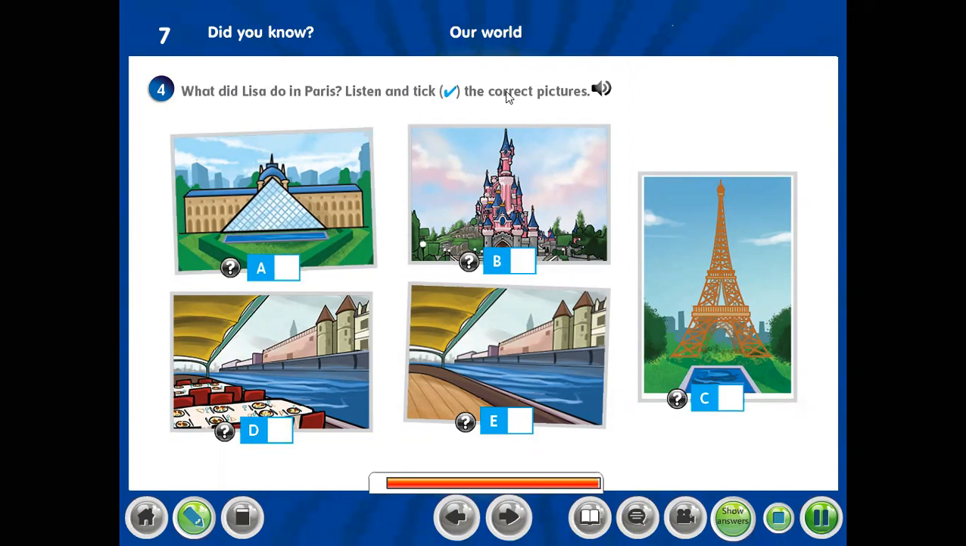Okay, my friends, please go to Zoom. Go to Zoom and check in the pictures that Lisa visited. Okay?